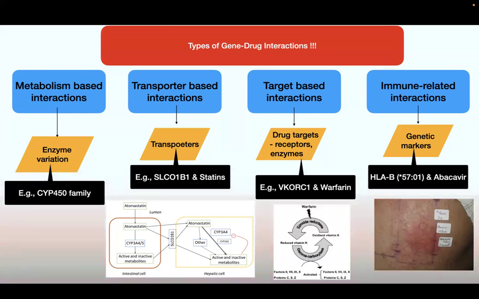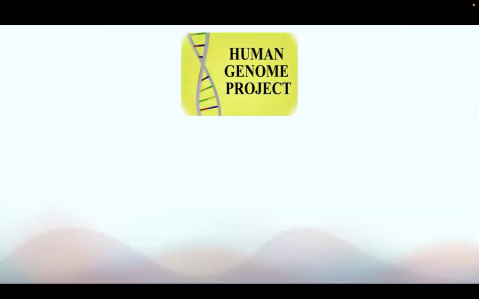CYP450, you know, HLA, that is the immune system related human leukocyte antigen. And we have VKORC1, vitamin K epoxide reductase. We have SLCO1B1. The full form of SLCO is very long: solute carrier organic anion transporter. Okay, so these are the types of gene interaction.